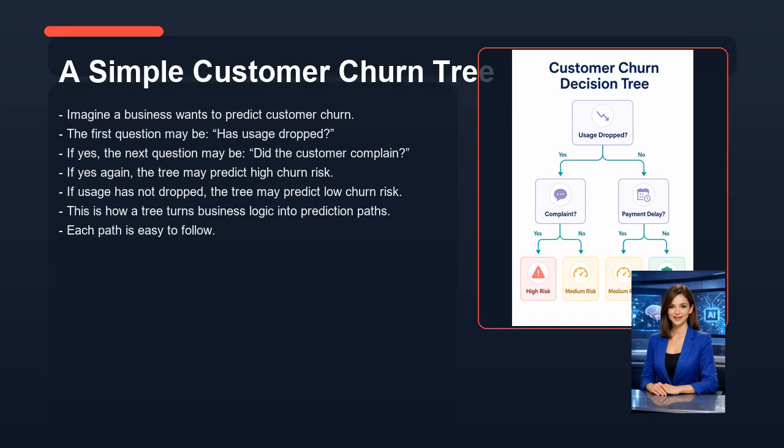Now let's look at a simple customer churn tree. Imagine a business wants to predict customer churn. The first question may be, has usage dropped? If yes, the next question may be, did the customer complain? If yes again, the tree may predict high churn risk. If usage has not dropped, the tree may predict low churn risk. This is how a tree turns business logic into prediction paths. Each path is easy to follow.